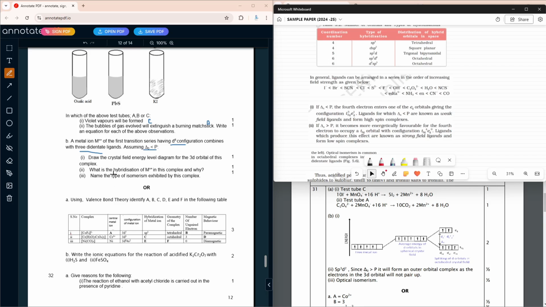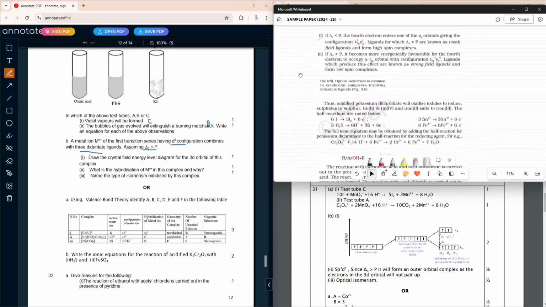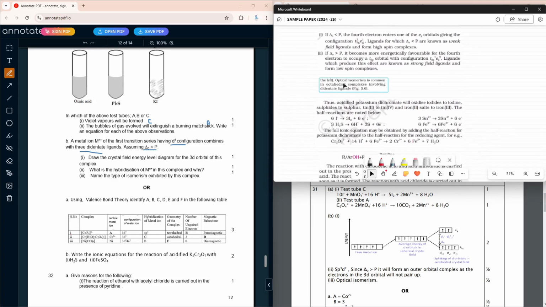Okay, now the next question: name the type of isomerism. Under the concepts of isomerism for coordination compounds, optical isomerism is common for octahedral complexes involving didentate ligands. So because of that, this will show optical isomerism. Now the next question. This question was basically related to valence bond theory and crystal field theory of coordination compounds. The next question is also related to these concepts.